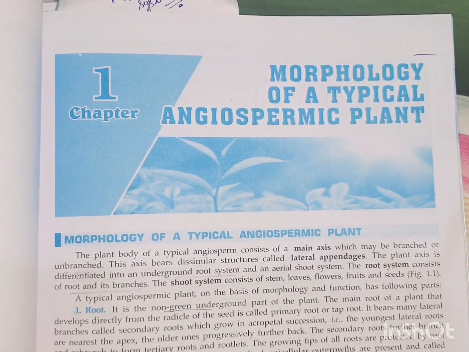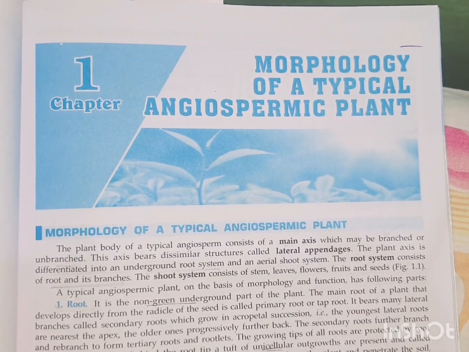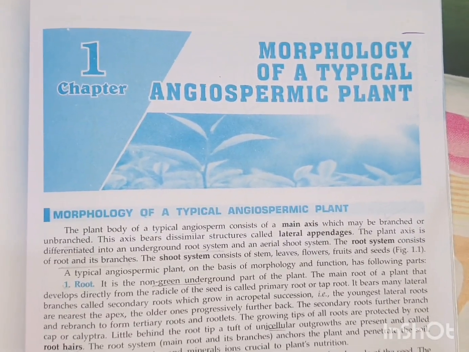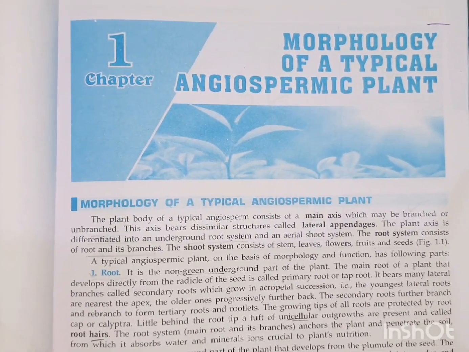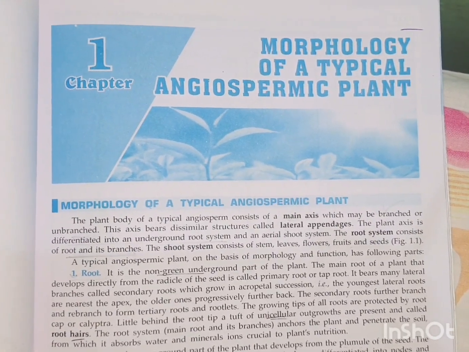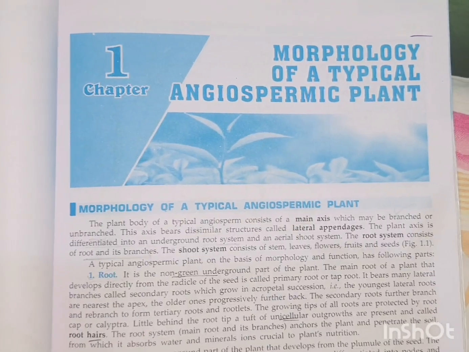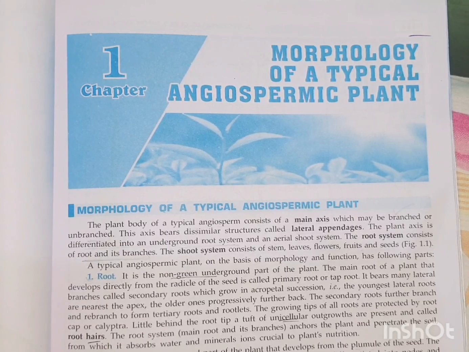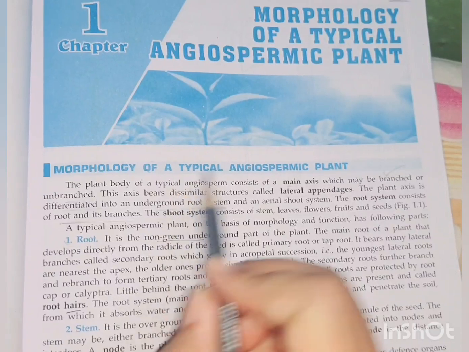So from today we will discuss the chapter Morphology of a typical angiospermic plant directly from the book. This chapter is present in your plus 2 first year syllabus as well as in plus 3 in MSc botany syllabus. It is very important for your OSSB, TGT, PGT and lectureship examination, botany lectureship examination. It is also important for OPSC assistant professor aspirants. So without wasting any time, let's start the topic Morphology of a typical angiospermic plant directly from the book.